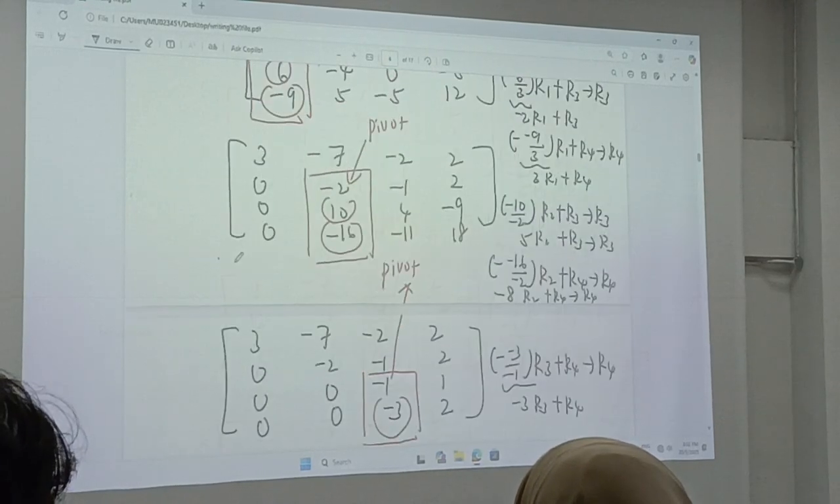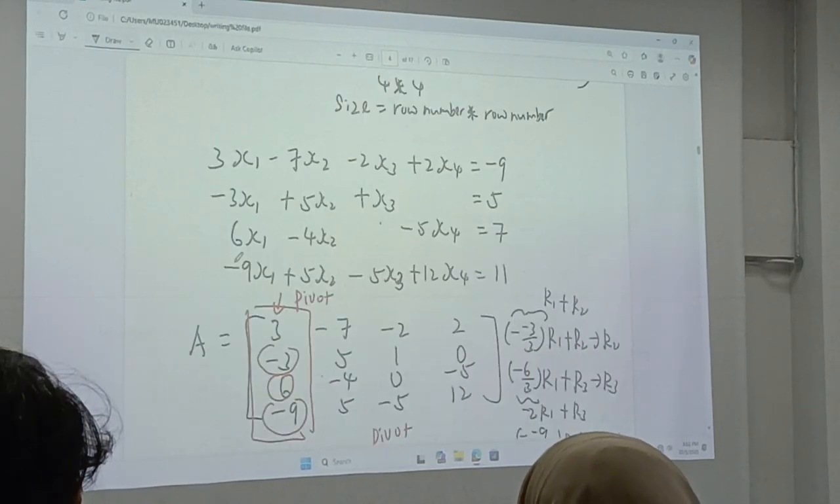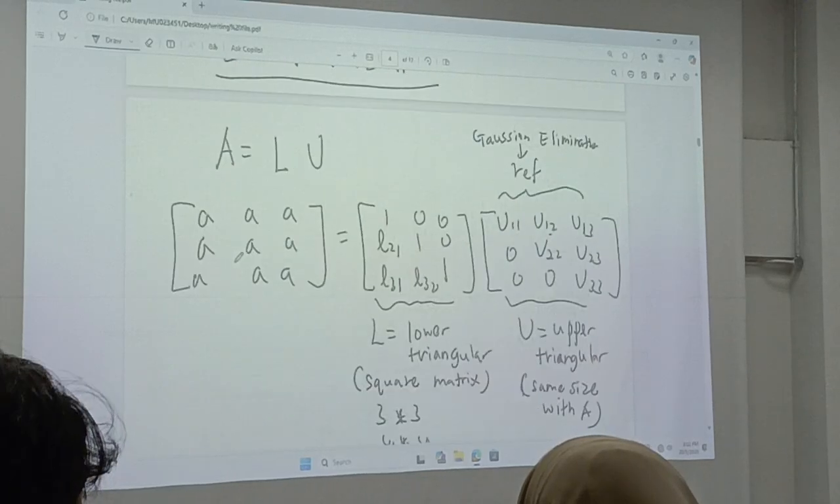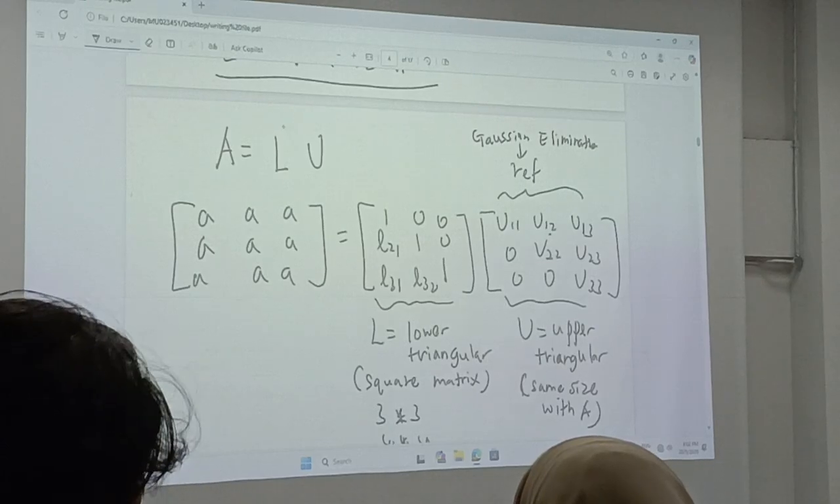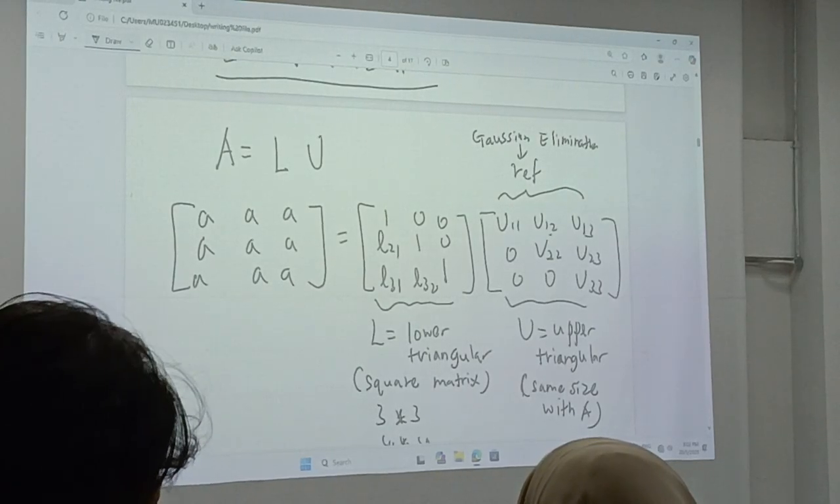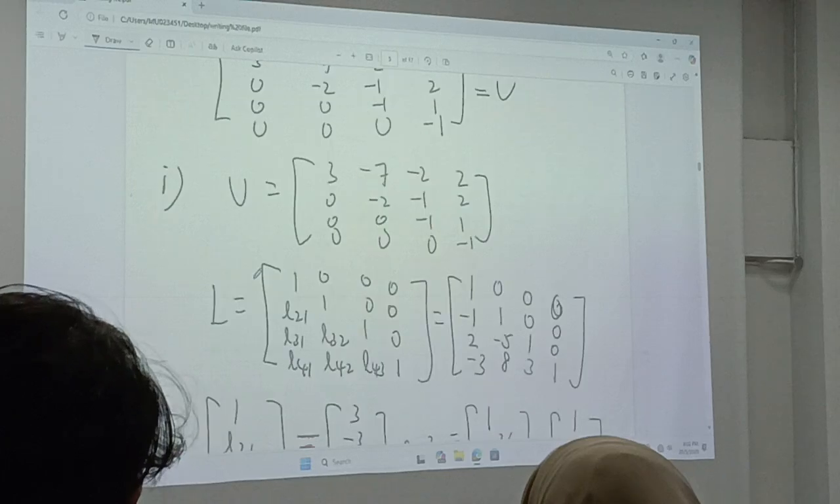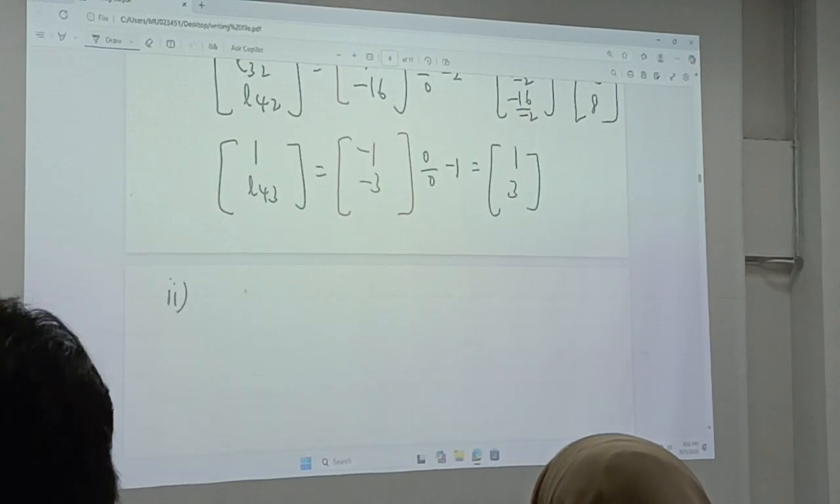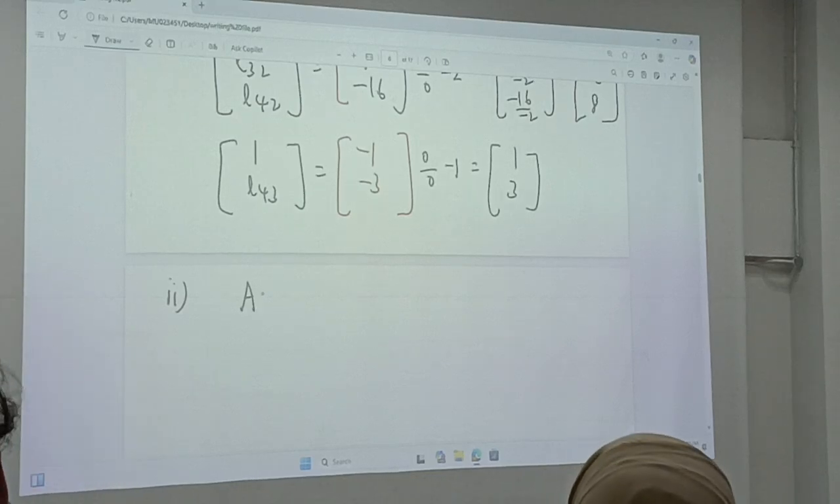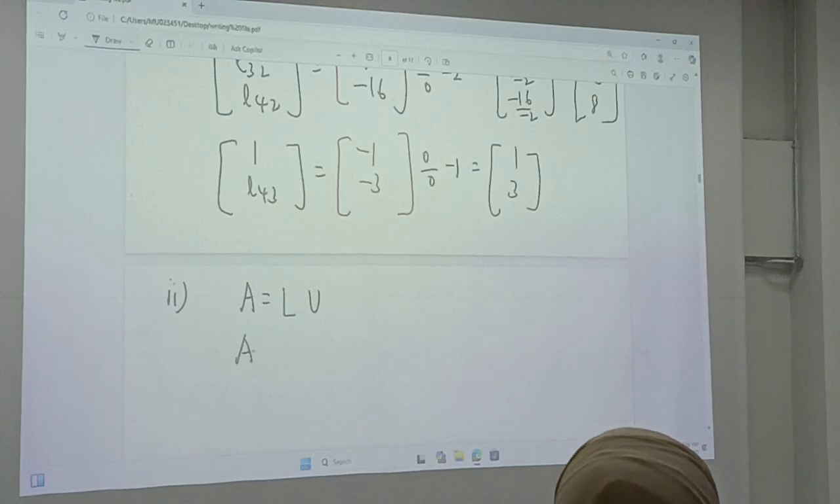Okay, now let's move on to step number 2. We know that A we split into two matrices, L and U. So step number 2. We know that A splits into two matrices L and U.